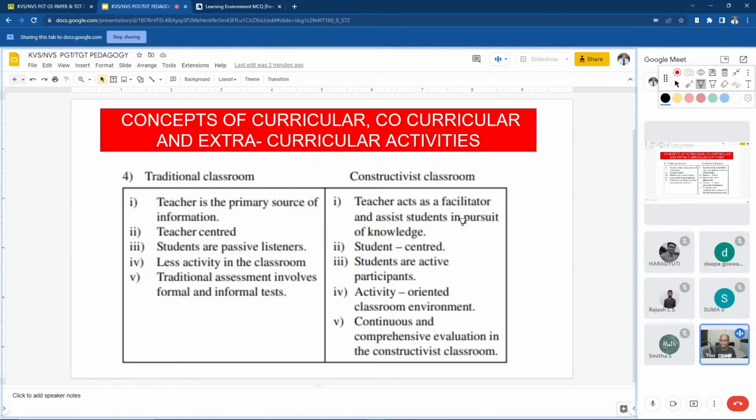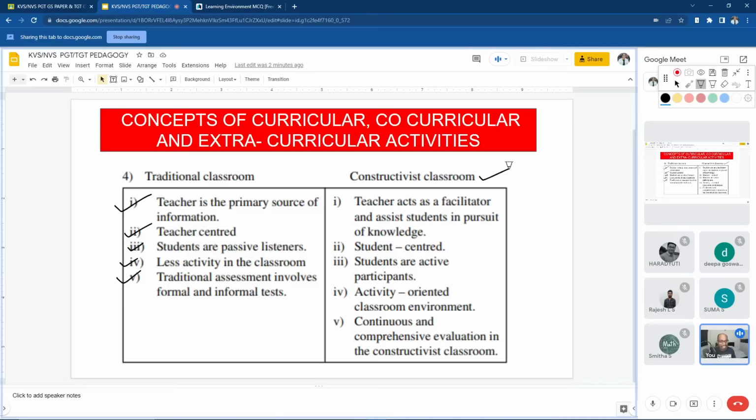Right. Next one, traditional classroom and constructivist classroom. The difference between how the traditional classroom works and how the constructivist classroom, constructivism, I mean to say. The teacher is the primary source of information in the traditional classroom. Now there are no traditional classrooms. Teacher-centered classroom. Students are passive listeners. Less activity in the classroom. Traditional assessment involves formal and informal tests.